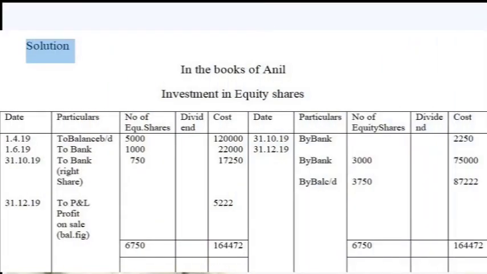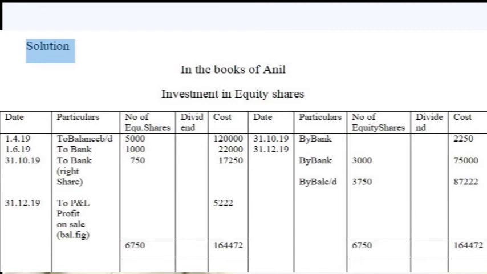Then our solution. We draw investment account in the books of Anil, investment in equity shares. On the debit side, our first entry 1/4/2019, to balance brought down. Anil had 5,000 equity shares, and the book value of equity shares 24 per share. 5,000 into 24, that comes to 1,20,000. Then on 1/6/2019, Anil again purchased 1,000 equity shares at the rate of 22. Then to bank 1,000. Then on cost column 22,000.